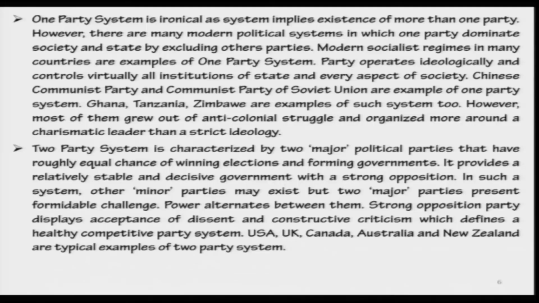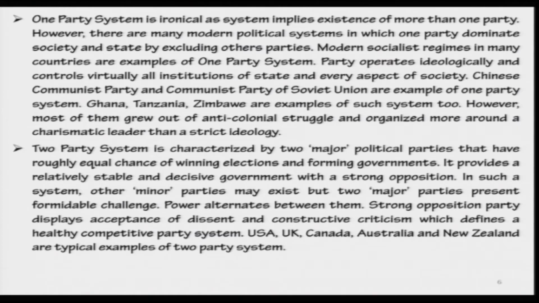Now, to briefly discuss each of these party systems, we can begin with one party system, and one party system is something ironical, because a system implies the existence of more than one party. So, you cannot have a system if there exists only one party. However, as a conceptual framework, this kind of party system helps us understand the polity or political parties, political processes in the modern democracy.